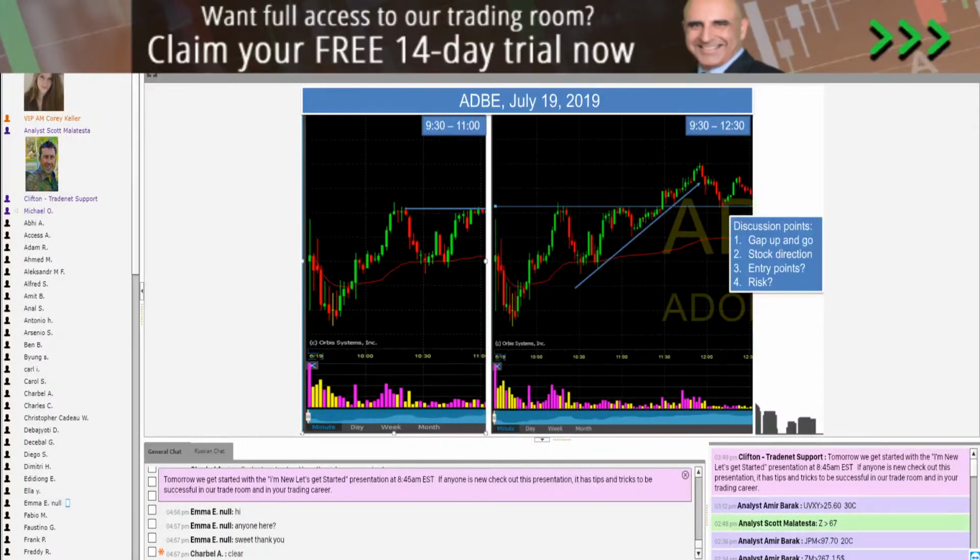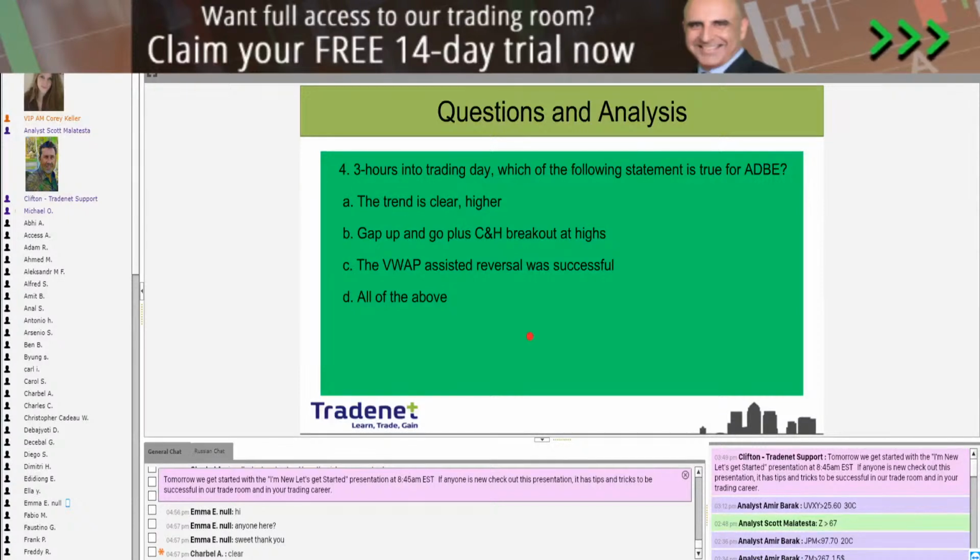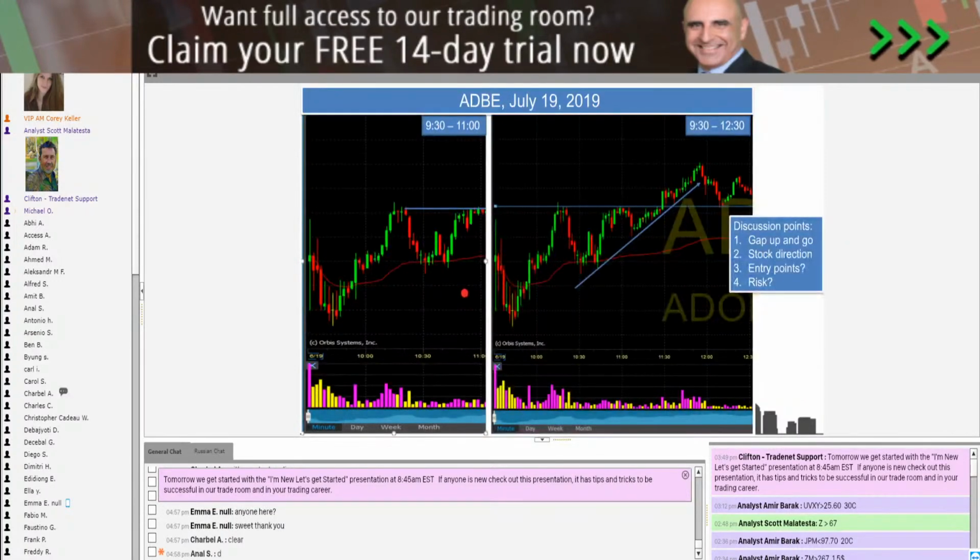About Adobe at this point. Now let's see the question and analysis 3 hours into the trading day. Which of the following statements is true? The trend is clear, higher. Gap up and go plus cup and handle breakout at highs. The view of persistent reversal was successful. All of the above. Now let's see. The view of persistent reversal was successful. Was it? Yes, it was. Really, it was.